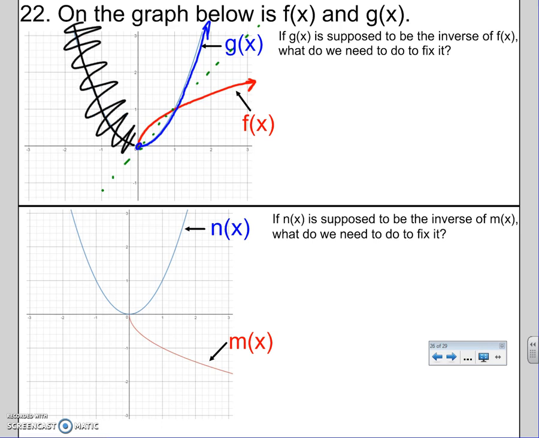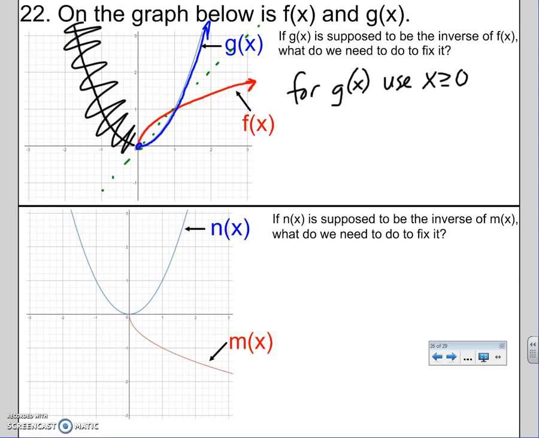So all I'll say for g of x is only use the x is greater than 0 part. Alright, so we're using the positive part.